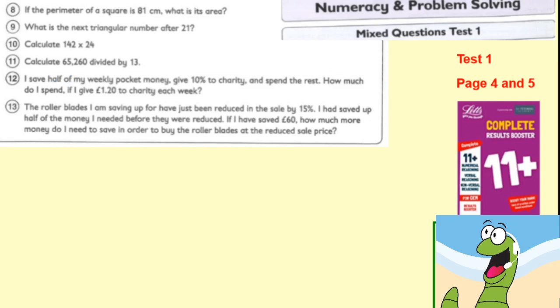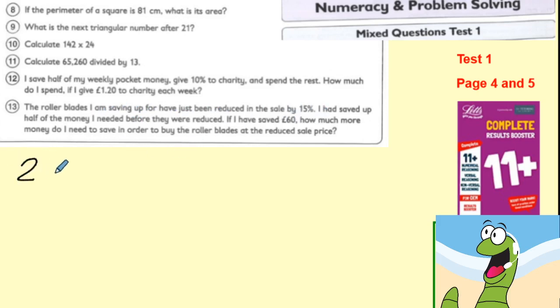And finally, question 13. The rollerblades I am saving up for have just been reduced in the sale by 15%. I had saved up half of the money I needed before they were reduced. If I have saved £60, how much more money do I need to save in order to buy the rollerblades at the reduced price? So, first of all, we need to know what the starting price was. We know they saved up half the money before they were reduced, and they've saved up £60.